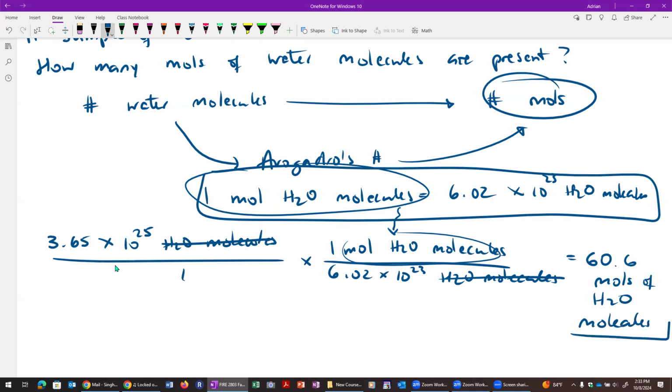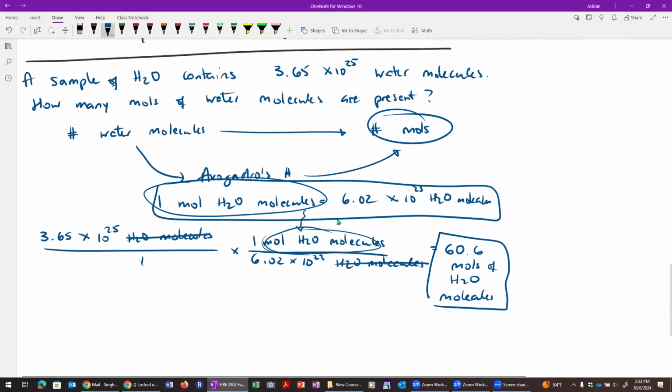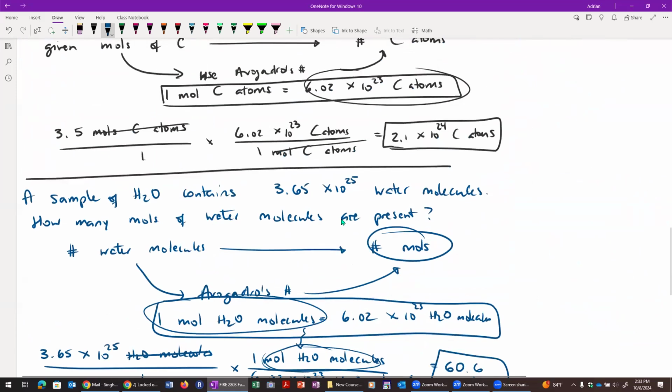Again, the units make sense because that's the only unit we're left with. The number makes sense too. Usually you find moles of things is a much smaller number relative to the number of actual molecules, really tiny things that we have. So the point here is we can use Avogadro's relationship to convert between the number of moles of things and the number of individual particles, whether those particles are atoms or molecules.